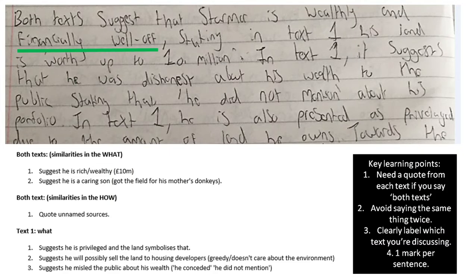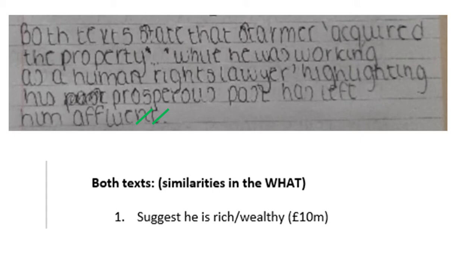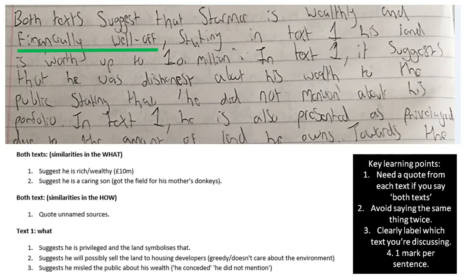Okay, there's lots to learn in this one, so stay with me on this one for a little while. I don't know if you want to write that one down as an example, but just remember that it is very rare to have the same quote in both texts. Okay, both texts suggest that Starmer is wealthy and financially well off. Yes, they both suggest he's wealthy. That's perfect for point 1 under both texts.